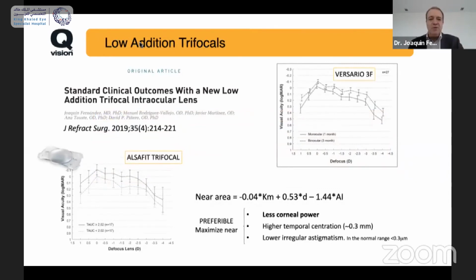When we measured 2 lenses with low addition, Alexandra and Versario, it's published in the Journal of Refractive Surgery, we discovered that the lower the corneal power, the more the near focus is maximized. So you know that the hyperopic patient doesn't have less corneal power. It has more corneal power, okay? We're going to have a steeper corneal power. So this type of patient, a hyperopic patient with high keratometries, is going to have reduced near addition.